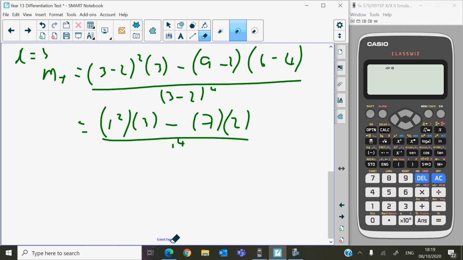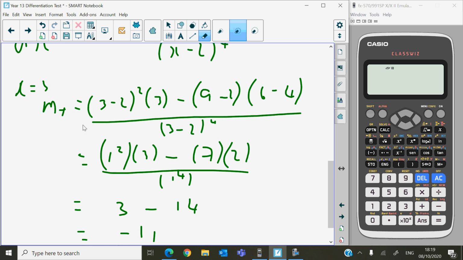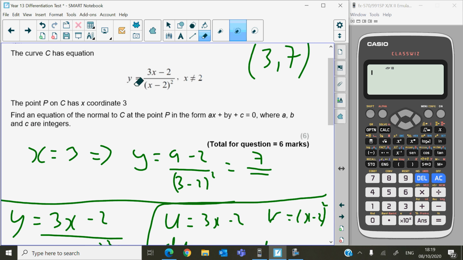Now think about the things that aren't going to make a difference. Those ones aren't going to make a difference. So all I'm going to be left with is 1 squared times 3 is 3, minus 7 times 2, which is 14, over 1, which is just 1. And 3 minus 14, I've got minus 11. Okay, so minus 11, okay? We've got the gradient. But more importantly, that's not the gradient of the normal. Remember, we're after the normal.